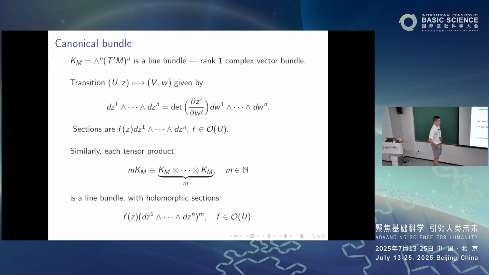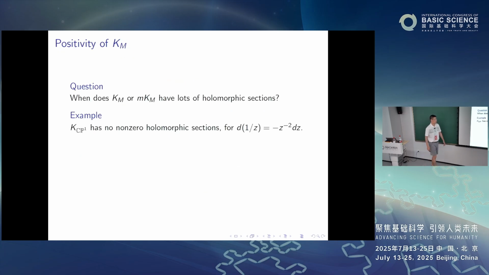And similarly, you can consider tensor products. The tensor product of line bundles is still a line bundle, so its transition function is just a scalar to a power, and the sections are locally given in this form. So we replace holomorphic functions by holomorphic sections of these line bundles. So now the question becomes: when does K_M or a multiple of K_M have lots of holomorphic sections?